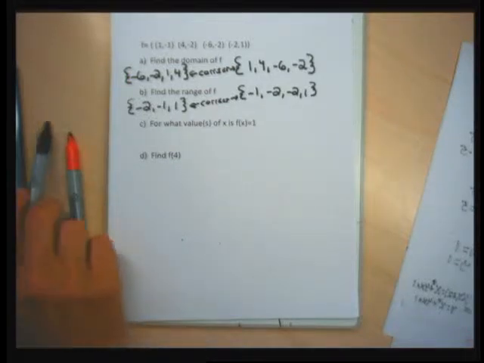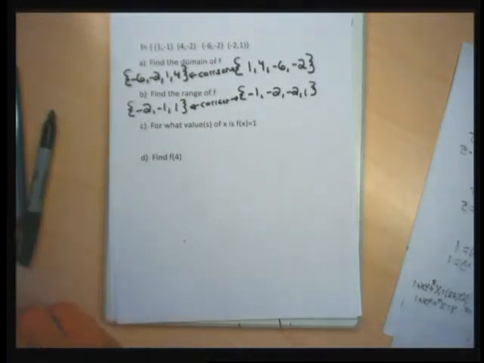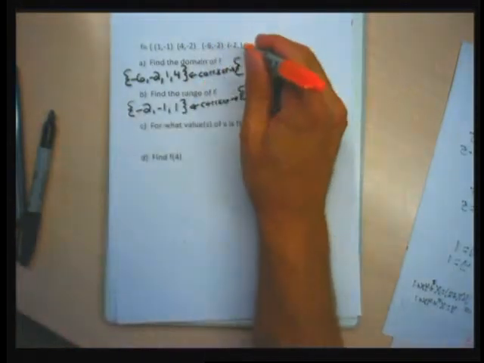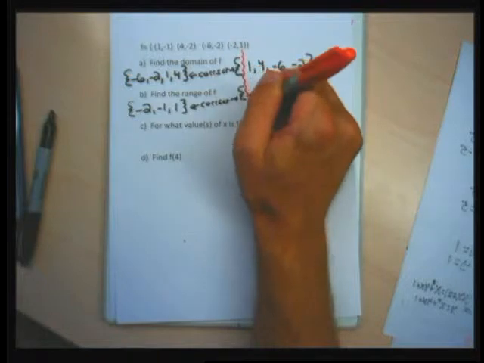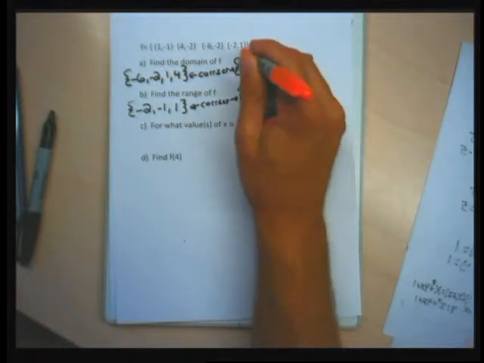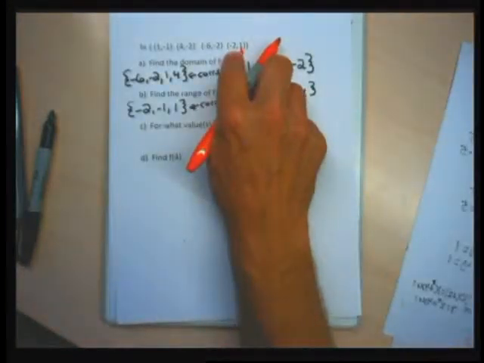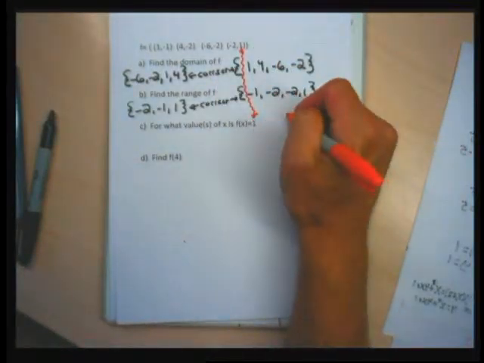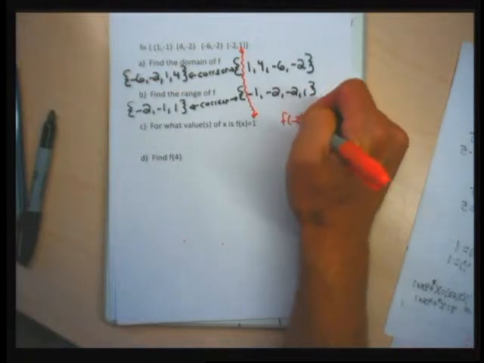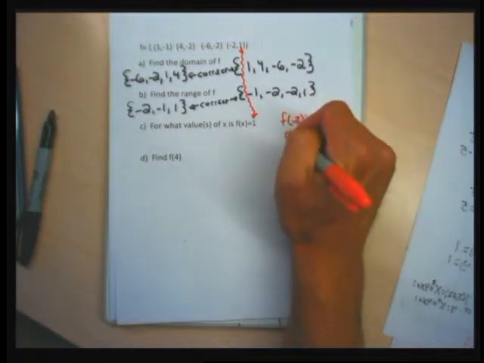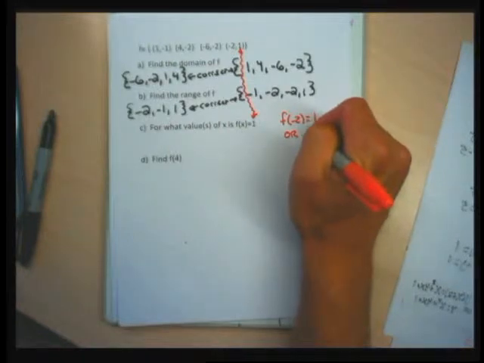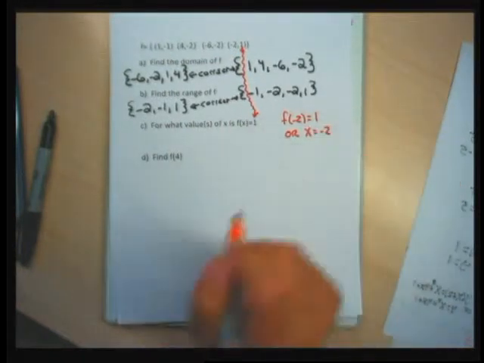Part C gives me function notation, and it gives me the 1. Because the 1 is written to the right of an equal sign, it stands for a y value. It wants me to find the x that corresponds to that, and the answer is going to be -2. For my answer, I can write f of negative 2 equals 1, or I can get rid of the function notation completely and just say x equals negative 2.